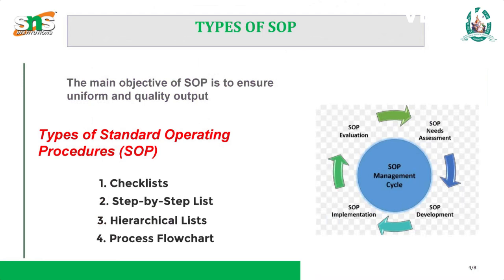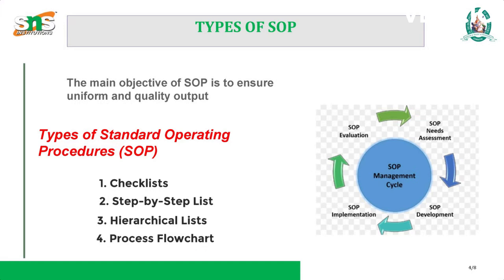Now here, let me explain the types of standard operating procedures. What actually is needed? One is a checklist should be prepared. Then after that, the step-by-step list should be enclosed, hierarchical list, and process flow charts.